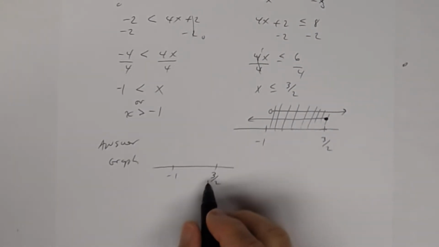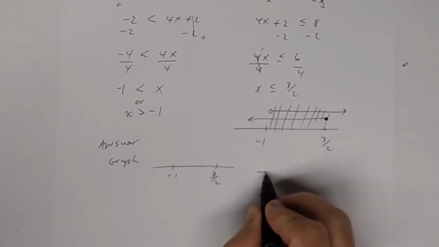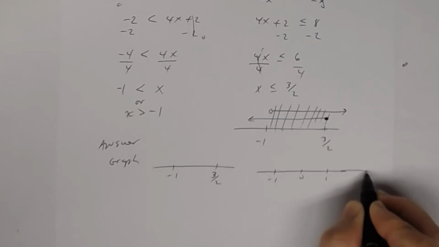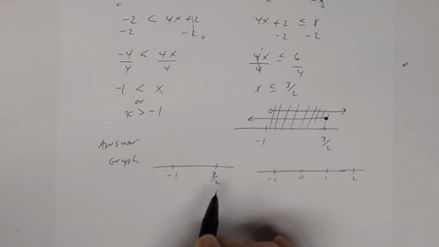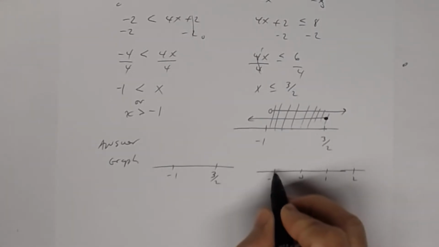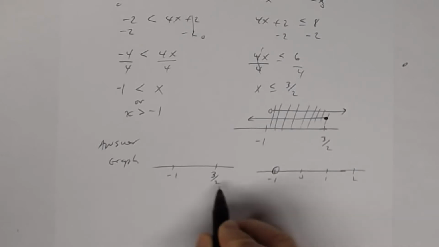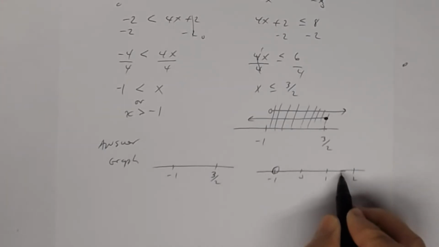Negative 1 to 3/2. Now remember, 3/2 is 1.5. On the number line, be careful how you write it. On the number line, you could see this: negative 1, 0, 1, 2. So make sure you put those in the right spot. Here's negative 1 with an open circle, and then 3/2 is 1.5, so make sure you put that in the right spot.